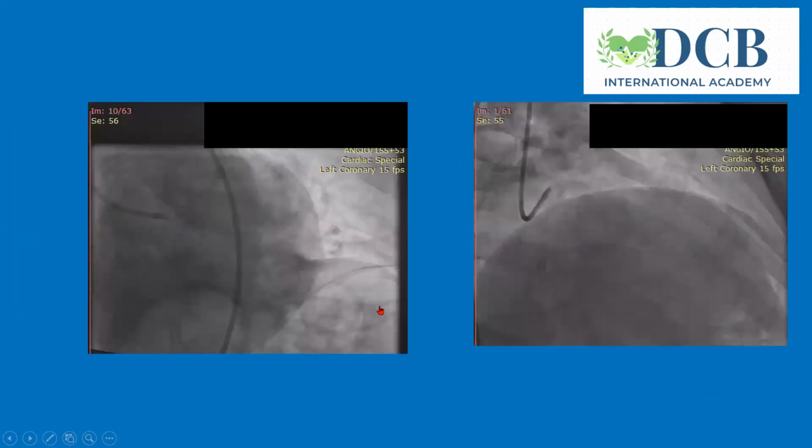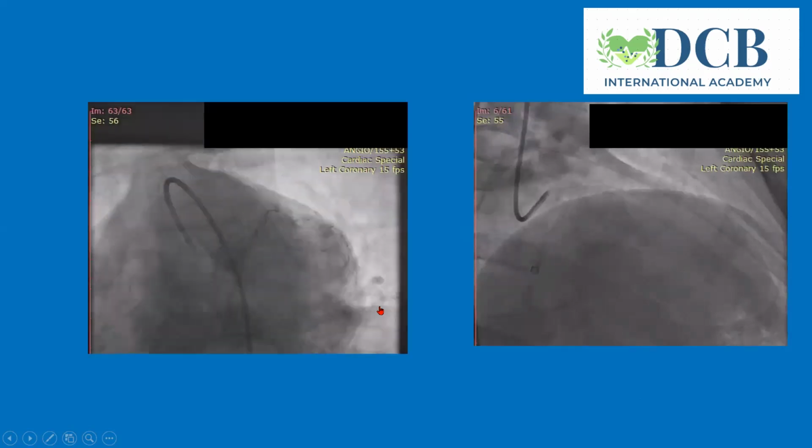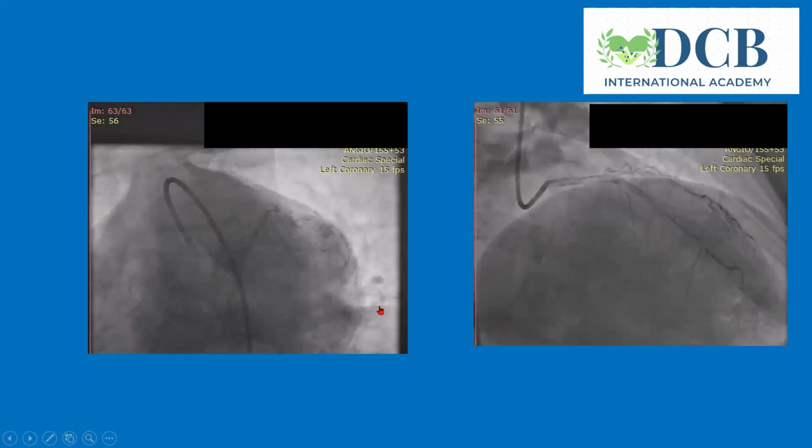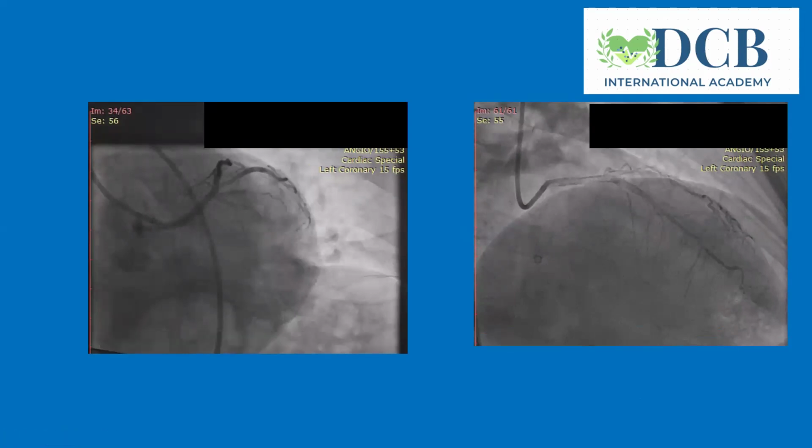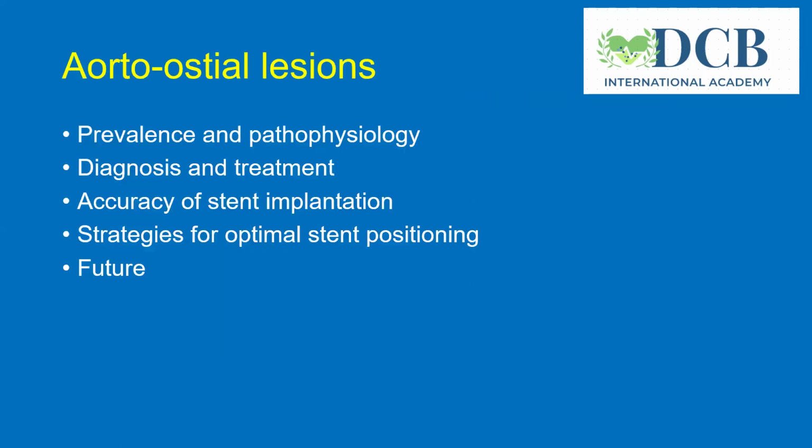Just for my curiosity, I agree with the indication of doing angioplasty, but did you discuss this patient with a cardiac surgeon? Because this is like a distal left main lesion, diabetic also. Yeah, we gave him the option, but the patient didn't want CABG. Okay, got it. Thank you.